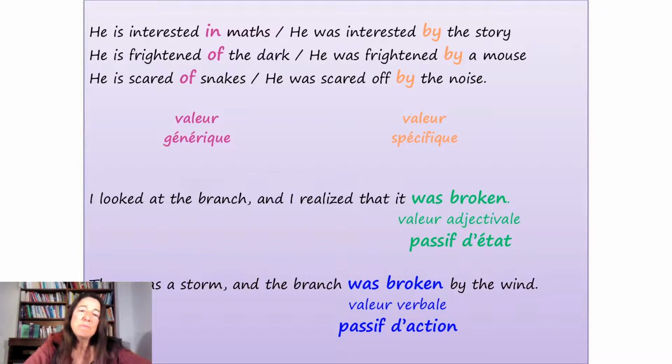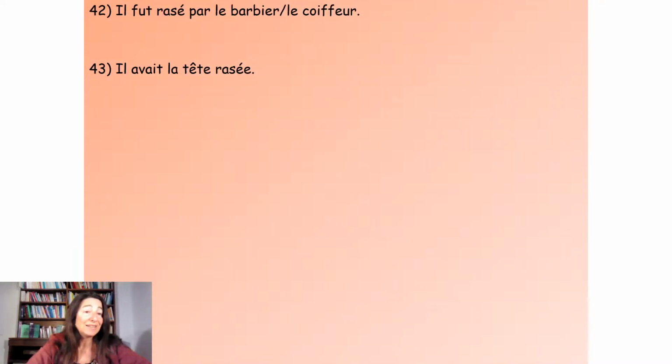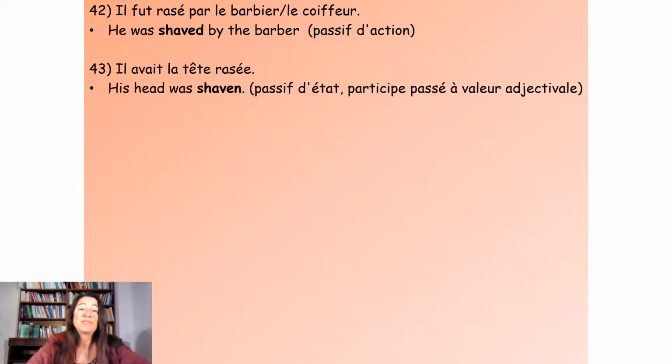Okay, so make sure you make the difference between the two, especially because it's a different meaning that's being expressed, and also sometimes the past participle has a different form depending on whether it has the value of an adjective or of a verb. So for instance, here, il fut rasé. Et il avait la tête rasée. Well, you can easily see that the first one expresses an action, whereas the second one expresses the result of that action like an adjective would. And so these two sentences will be translated by past participles that have different forms. And you would say he was shaved by the barber and his head was shaven.